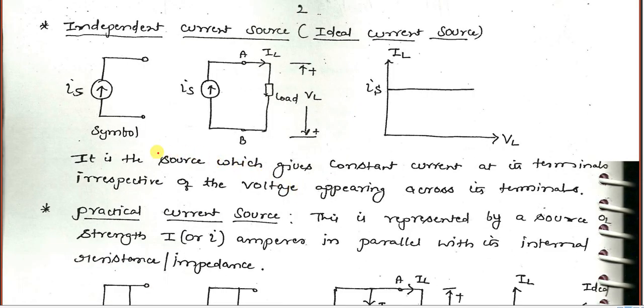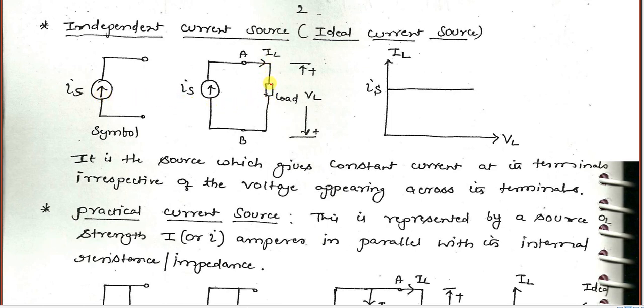Next, the independent current source. How to represent an independent current source or ideal current source: a circle. Inside the circle an arrow mark should be there. Inside the circle, no plus and minus, an arrow mark should be there. The arrow mark indicates the direction of the current, whether it is going upwards or downwards. This is the symbol of an independent current source.